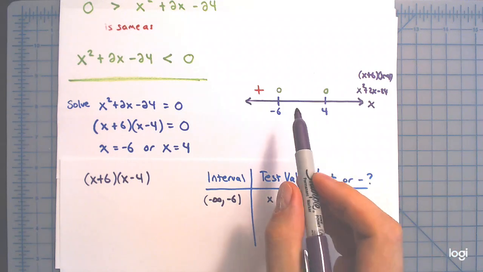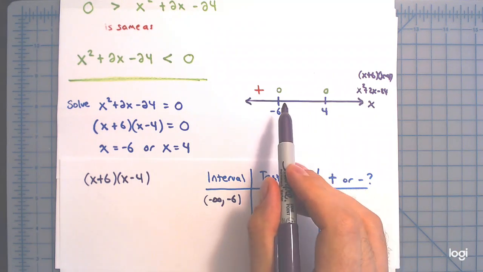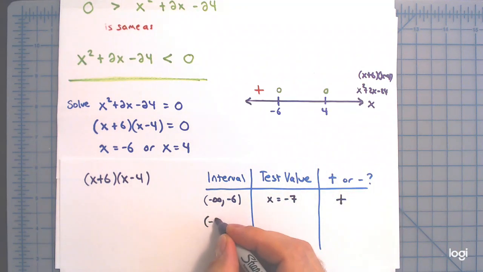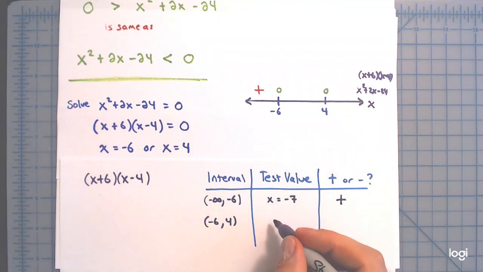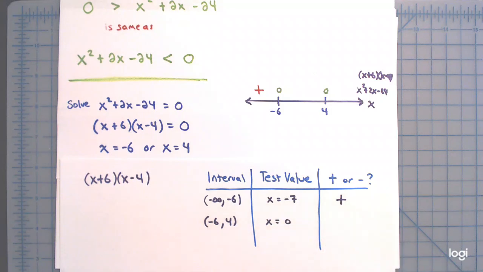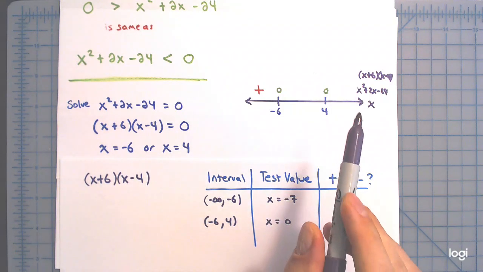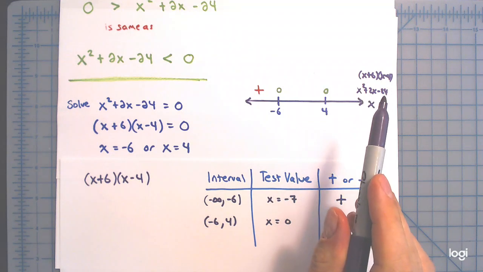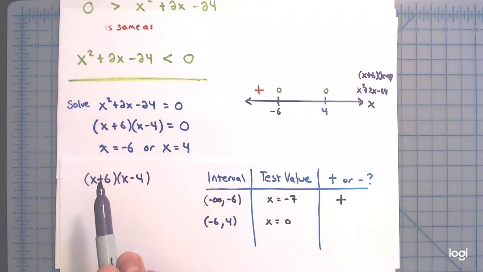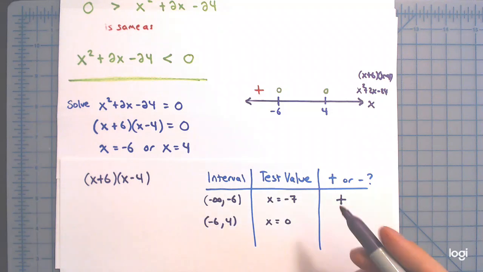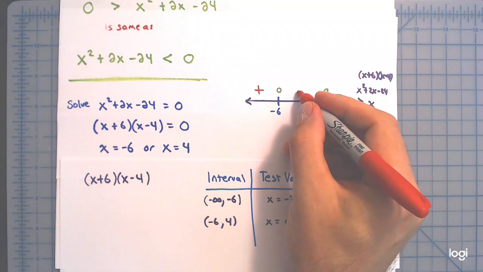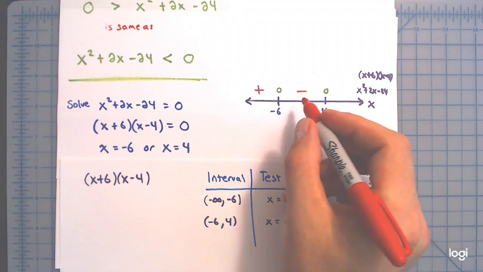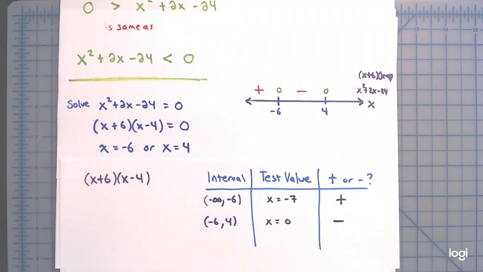The next interval is the space between negative 6 and 4, so the interval from negative 6 to 4. A nice easy test value in here would be 0, since 0 is in the interval. When I plug in 0, I get negative 24 in the original, or in the factored form you'd have 6 times negative 4. That is a negative number. So I have negative outputs for x values between negative 6 and 4.